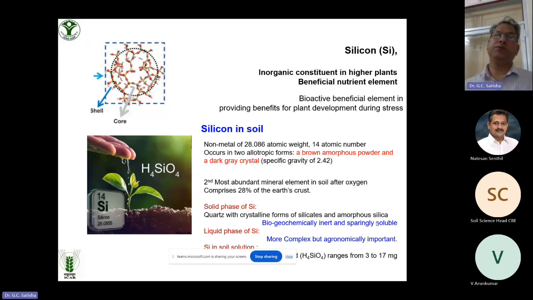But the problem we have with silica is that most of the minerals present in the soils are silica based, and most of these minerals contribute silica, but not in the monomeric form. They are in a complex form. That's why the availability may not be suitable for plant nutrition. So in such cases, what happens?